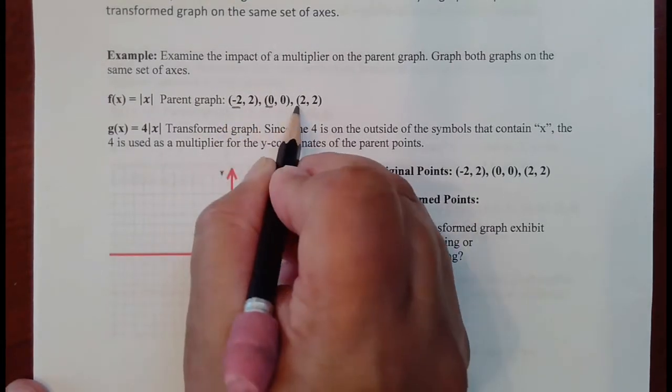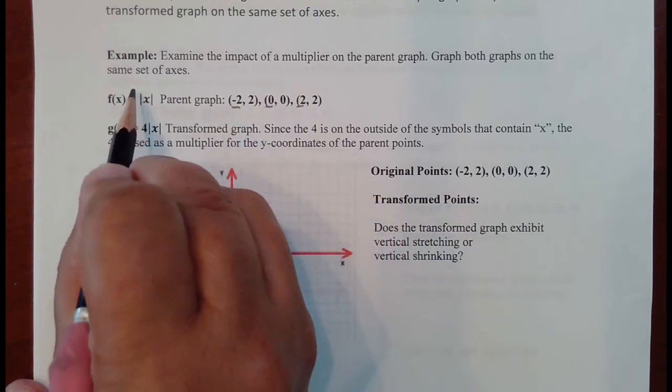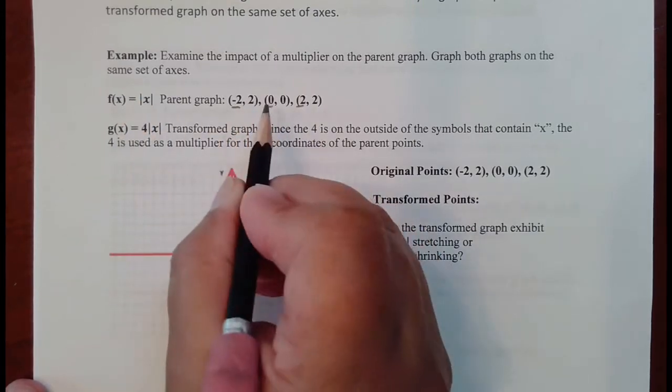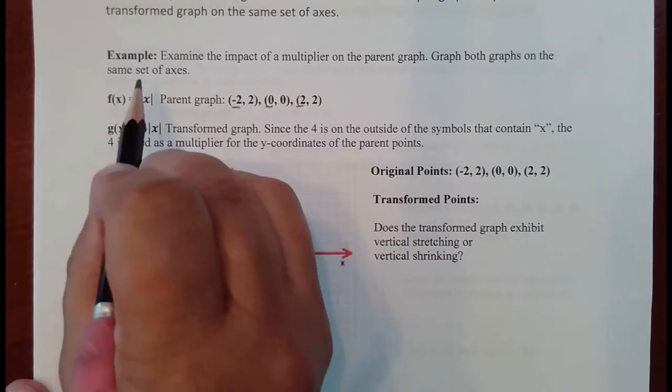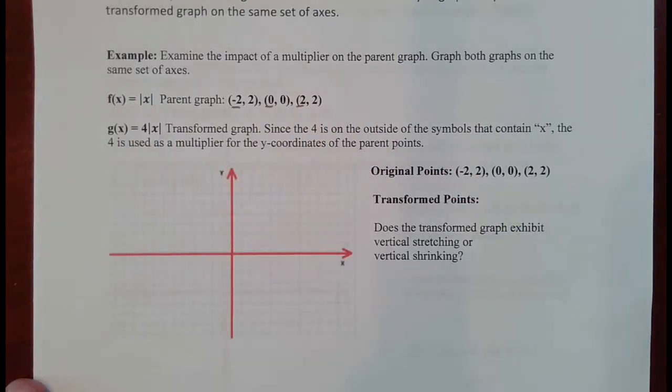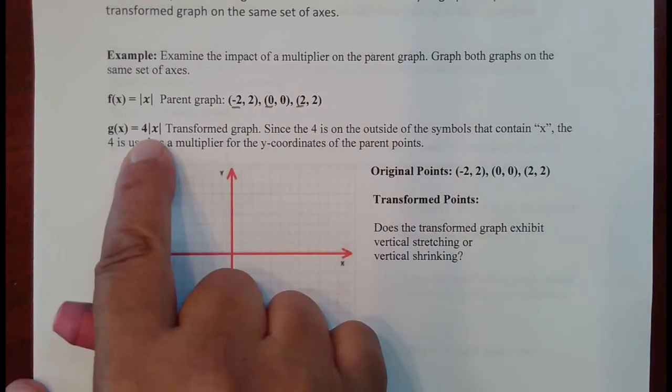I plugged them right in here. When I plugged in -2, absolute value was 2. When I plugged in 0, absolute value was 0. When I plugged in 2, absolute value was 2. So very easy to plug in basic values into the parent graph. And then instead of continuing to plug into the functions, we can just work off of these points if we understand the commands that are being set forth to us and the transformations that they suggest.